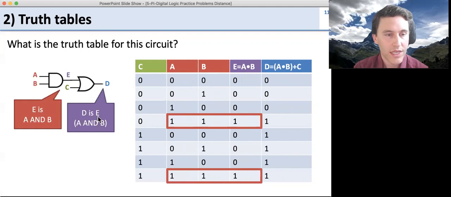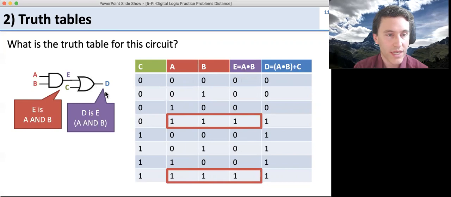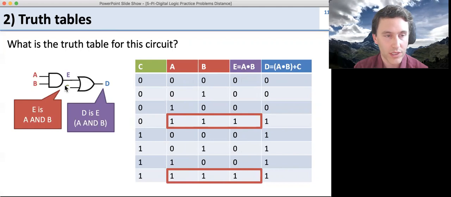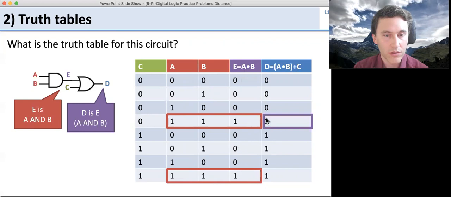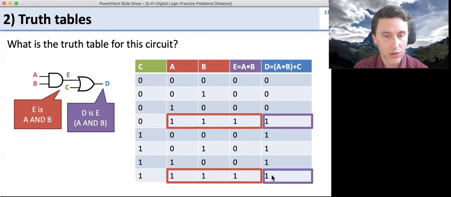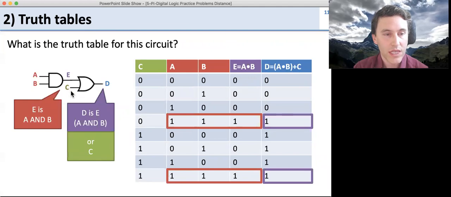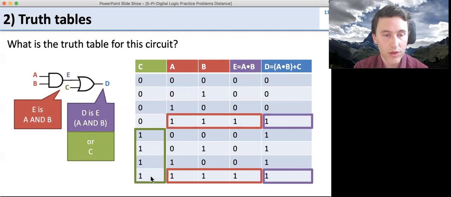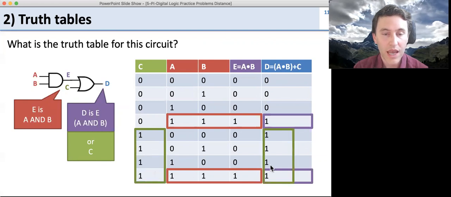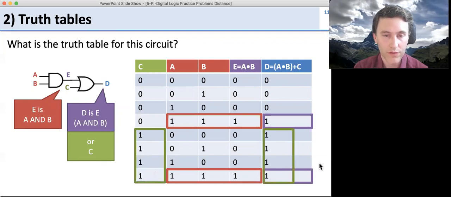Now let's take a look at D. So D is E or C. So for the E part here, when is E true? D is going to be true if either one of its inputs are true because it's an OR. When is this input E true? Well, it's true here and here. So the output D is going to be true when E is true in both of these cases. But this is also true whenever C is true. So where is C true? Well, C is true in all of these cases. So that means that the output is also going to be true in all of those cases.